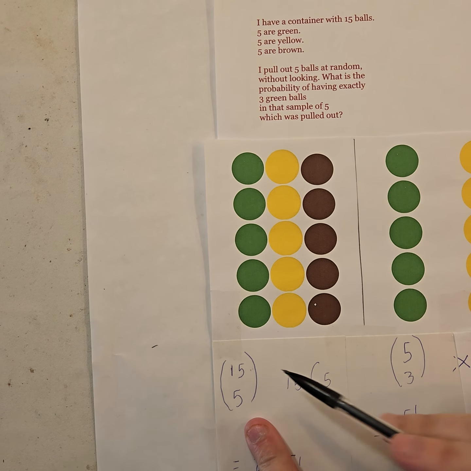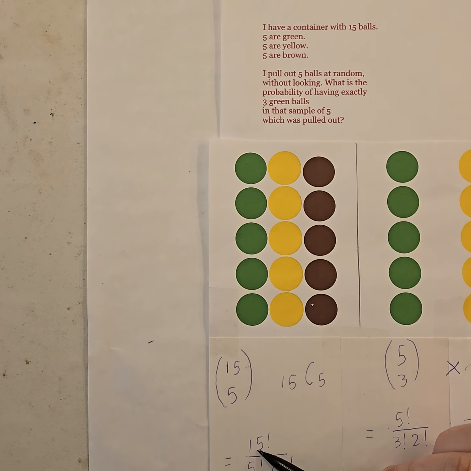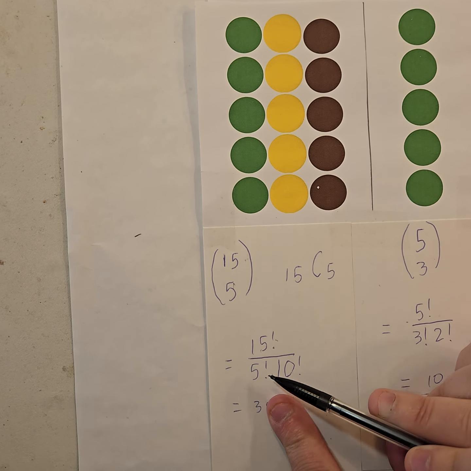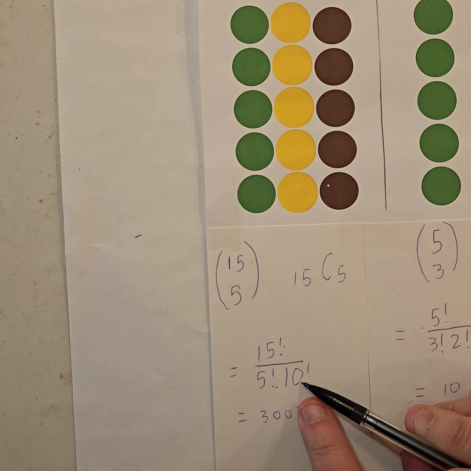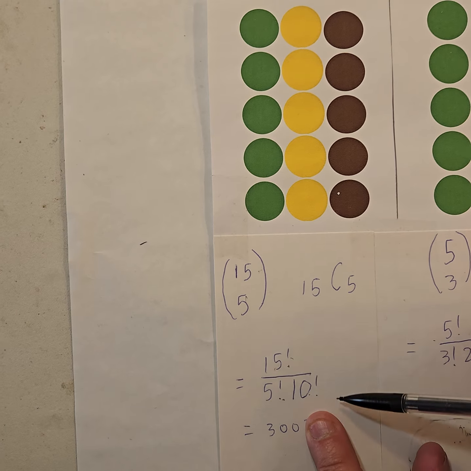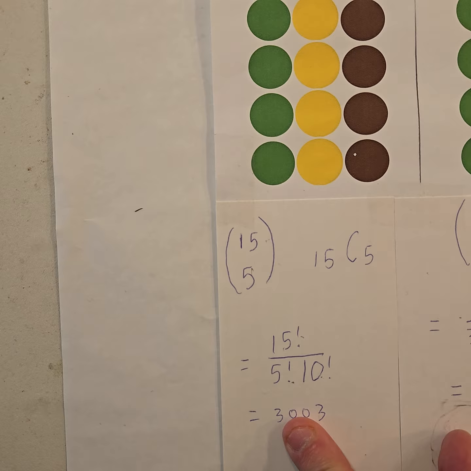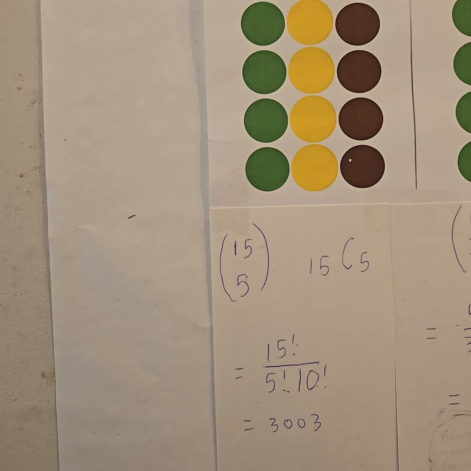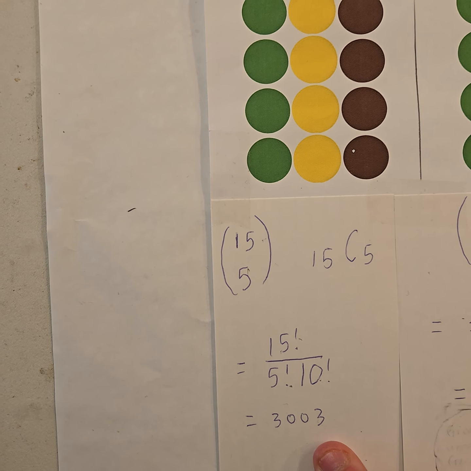All right, and I actually have another YouTube video where I explain the formula. 15 choose 5 is 15 factorial divided by 5 factorial, that's 1 times 2 times 3 times 4 times 5, times 15 minus 5, which is 10 factorial. This is the ways of taking 5 from 15 where order doesn't matter. Like for those 5 balls, we don't care if it's this one first or that one first. It's just which 5 balls. And if we simplify that, we get 3003.